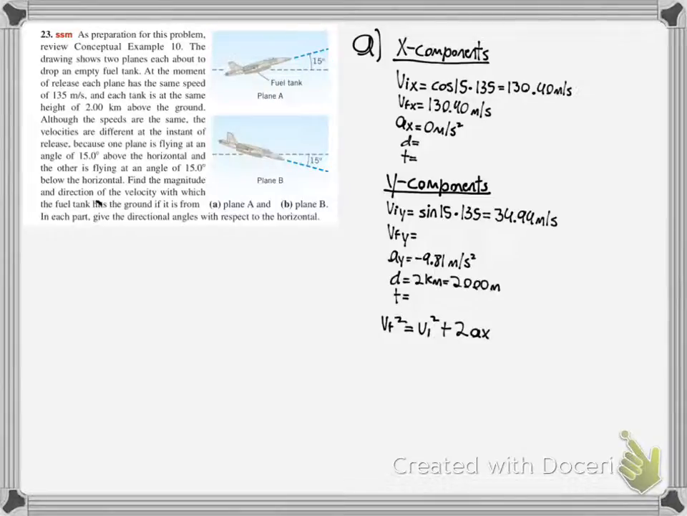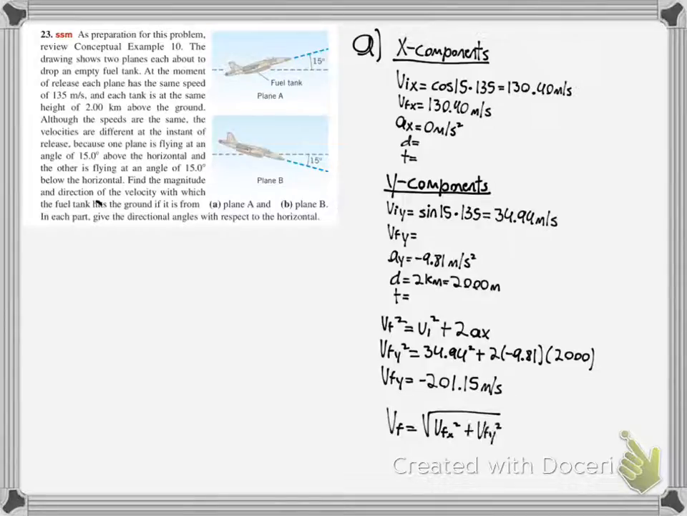So, in order to solve for the final velocity of the fuel tank, in the y we have to use the equation that the final velocity squared is equal to initial velocity squared plus 2 times our acceleration times our displacement. So we start off by solving for our y, and we find that the final velocity in the y is equal to negative 201.15 meters per second.